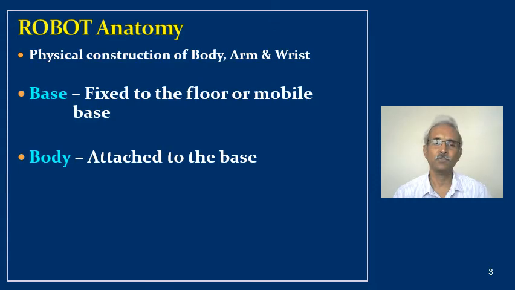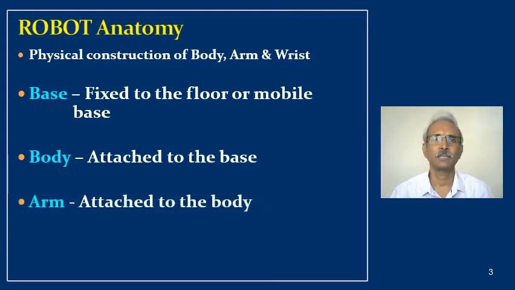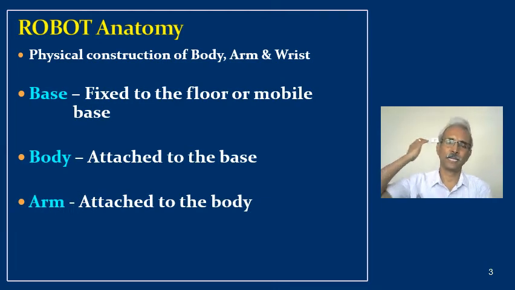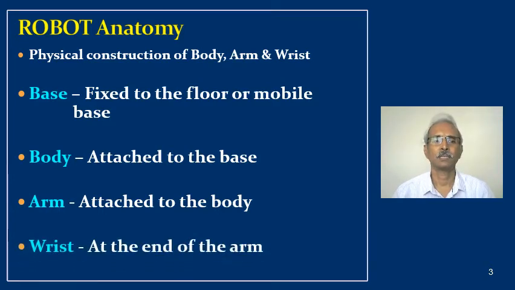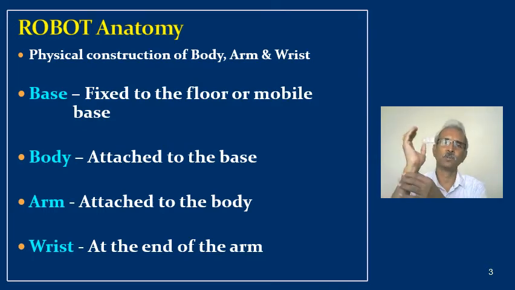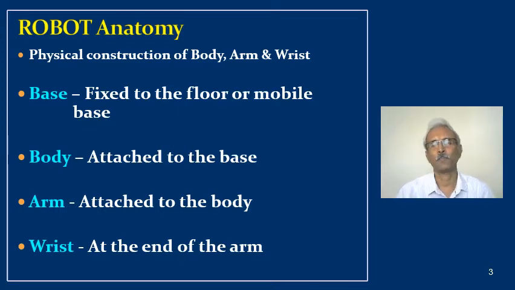And next is the body which is attached to the base, probably the part above your waist is considered as your body. And the third is your arm, which is attached to your body. And then the fourth is the wrist, which is attached to the end of the arm. Up to the wrist, there is no flexibility, there is only movement. You cannot have any flexibility with your hand. So with the wrist we add flexibility to your arm.